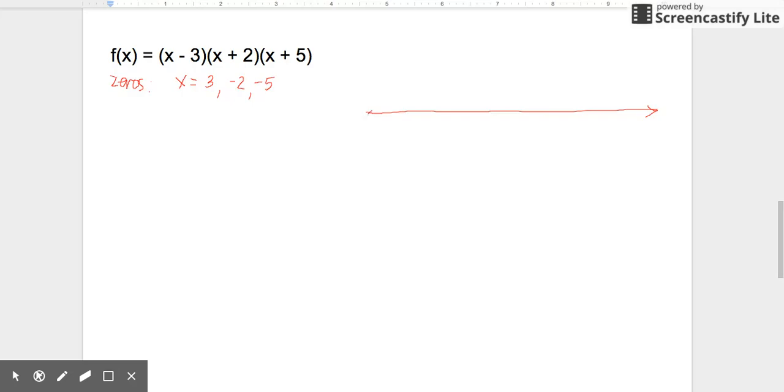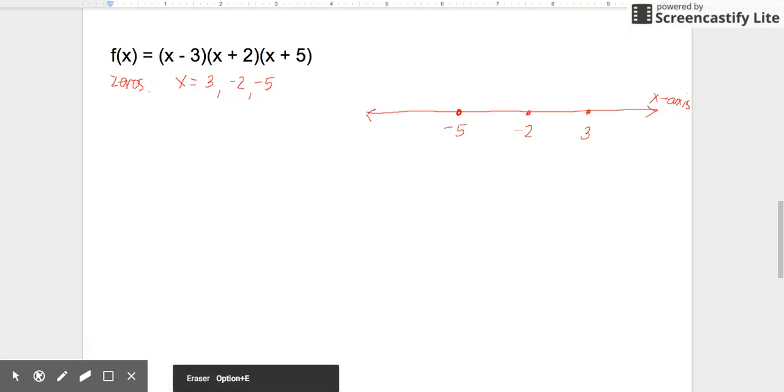So this is our x-axis. Okay, so here's -5, and then -2, and then 3. So this is the order that we will see these zeros on the x-axis. We notice that these zeros divided the x-axis into 4 intervals.